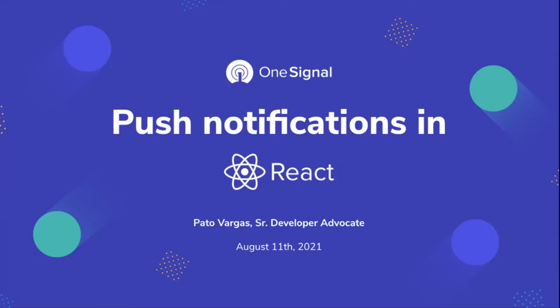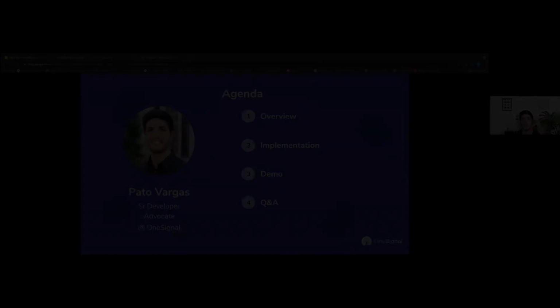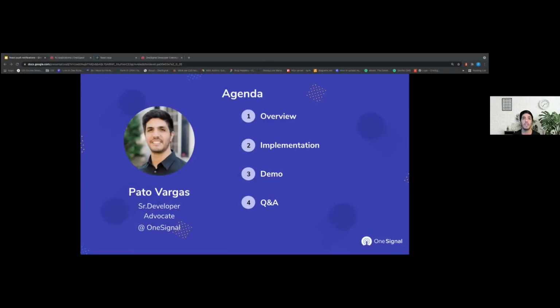So before we begin, I'm going to introduce myself and I'm going to present the agenda. I'm Pato Vargas. I'm the Senior Developer Advocate for OneSignal. And today we're going to have an overview of what push notifications are and how they work. We're going to be talking about the implementation. I have a small demo for you. And we're going to have a section for Q&As. So feel free to be asking your questions throughout the talk, but I'm going to answer them at the end.